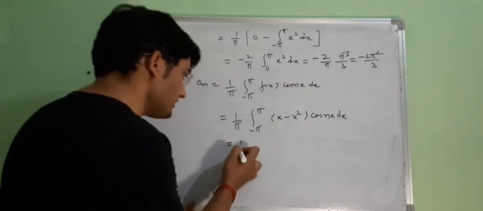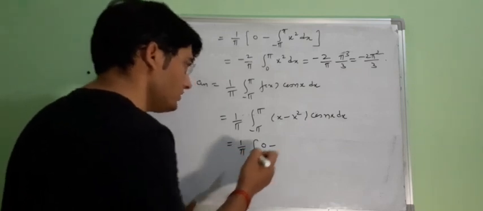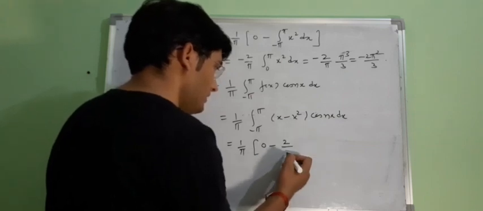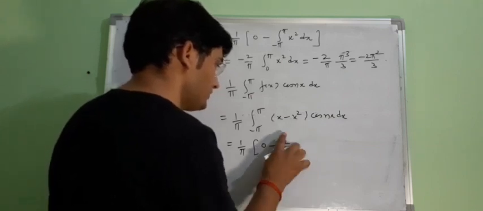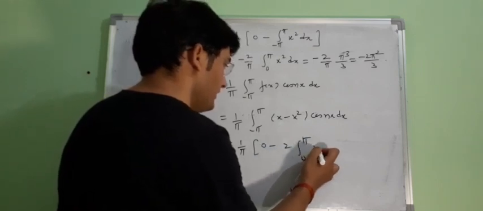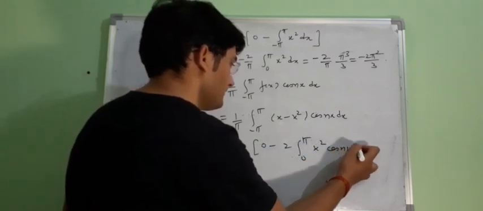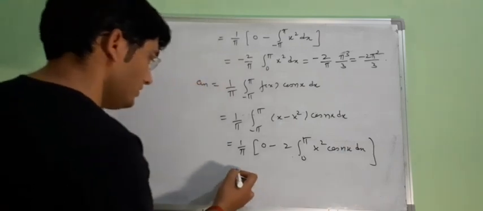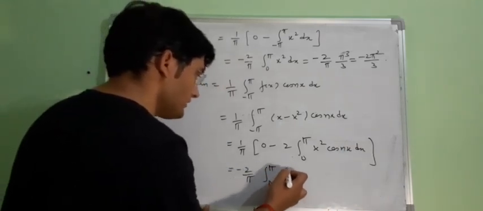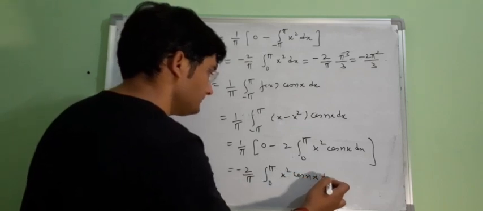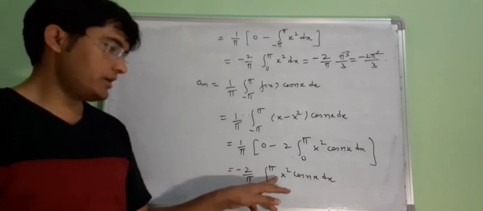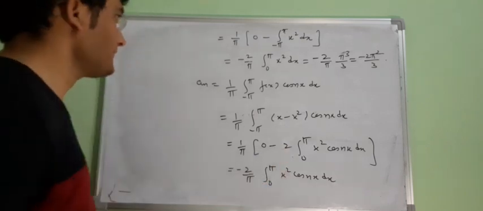So the first integral is 0 because the function is odd, and for the second term this will be 2/π, that is, 2 times the integral from 0 to π of x² cos nx dx. So this is equal to −2/π ∫ from 0 to π of x² cos nx dx.